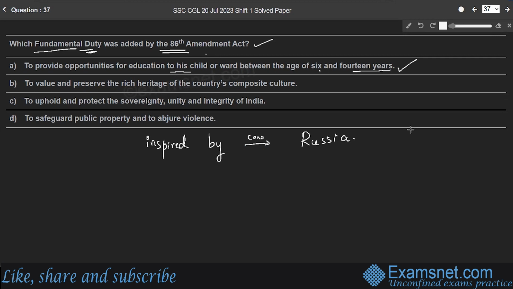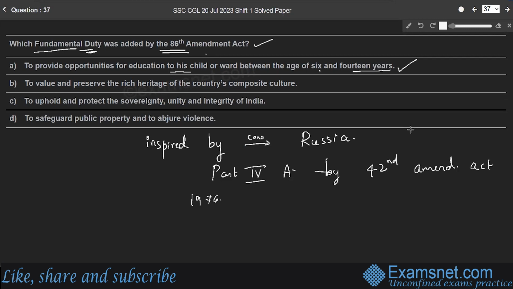These were incorporated in Part 4A of the Constitution by the 42nd Constitutional Amendment Act in 1976, on the recommendations of the Swaran Singh Committee. Originally there were 10 fundamental duties.